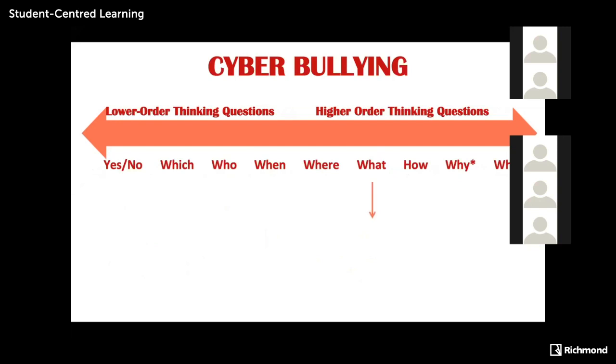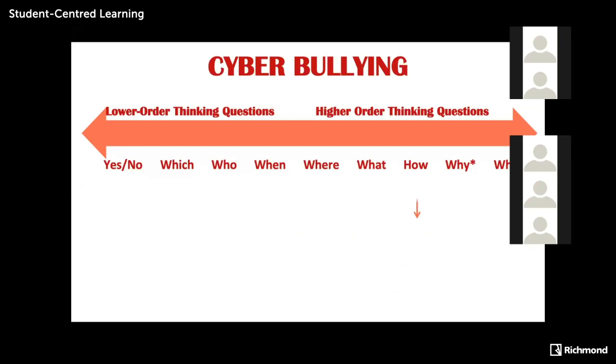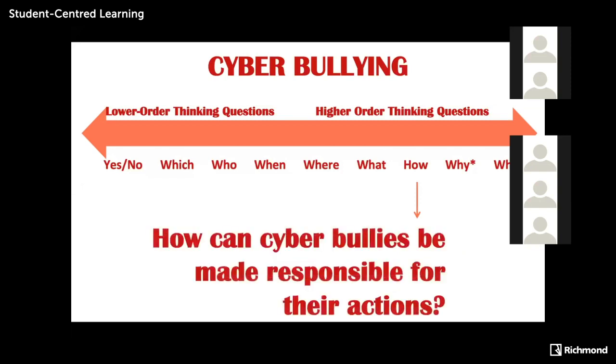So let's go to what? Now we're into the higher order thinking questions. What is a cyberbully? Again, you need to do a little bit of research, but once the research is over, that's the end of it. So now I'm going to show you why the other three words are so powerful. Put your seatbelts on. This is really going to be fun. All right, how? How can cyberbullies be made to be responsible for their actions? Now it's getting a little more interesting, right?